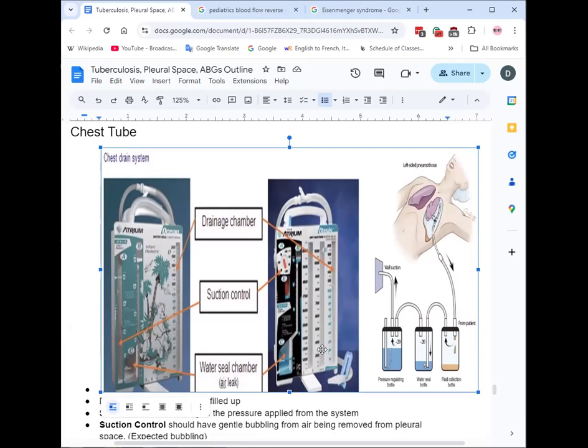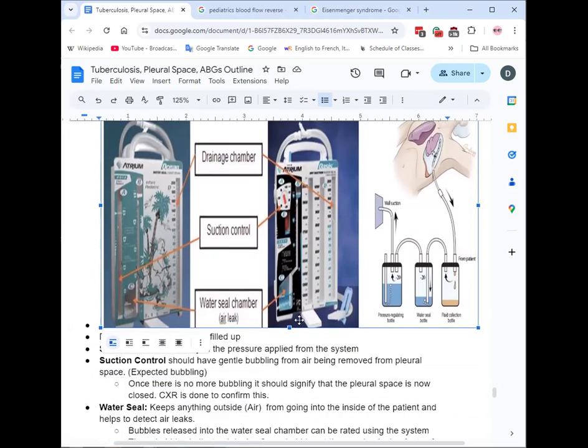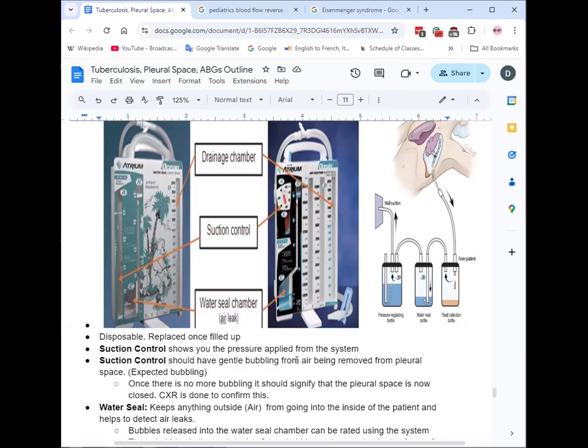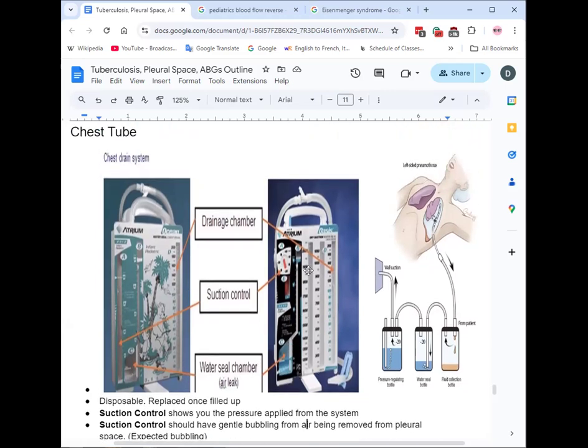This is the drainage chamber, so not the best picture, but essentially this is where it's going to fill up, right here. This right here is the water seal, which you can't really see here, but it has these little grates. I think he's come into clinical with a chest tube and showed you guys. If he hasn't this last week, then he'll probably do it this week. You get to see the chest tube, and these are disposable, so after it's done, you just throw it out. But yeah, the little water seal thing here.